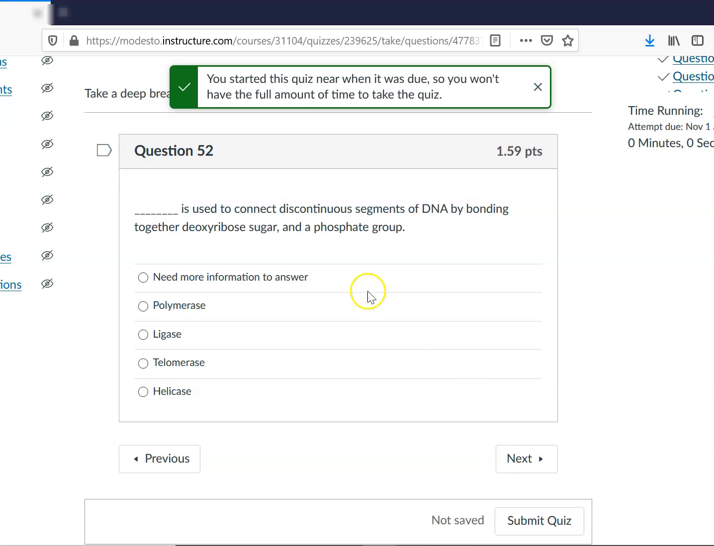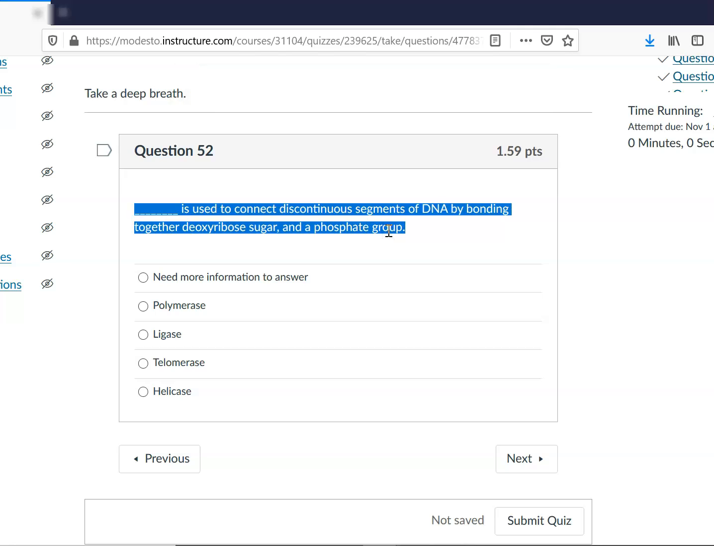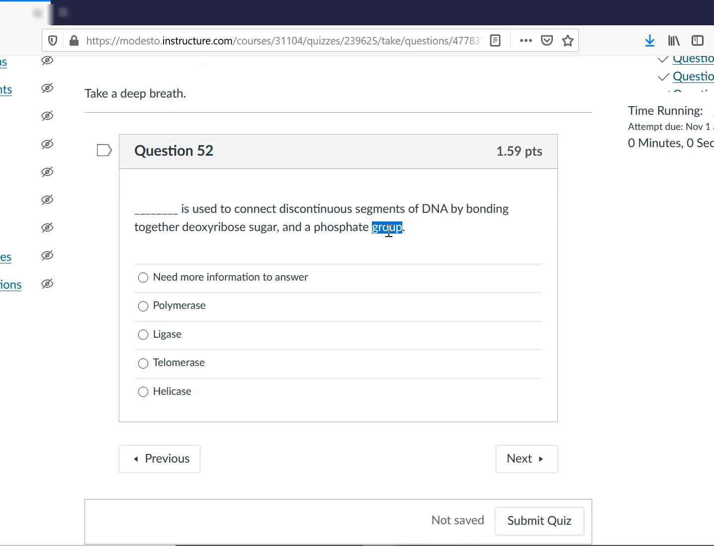Blank is used to connect discontinuous segments of DNA by bonding together deoxyribose sugar and a phosphate. Yeah, this is a way too wordy way of asking this question, but let's see what we can eliminate. Polymerase, no. Polymerase builds a new strand, right? Telomerase, no, but I showed you a video about what telomerase does. Helicase, we just talked about. So the answer here is ligase. It's ligating those segments back together.